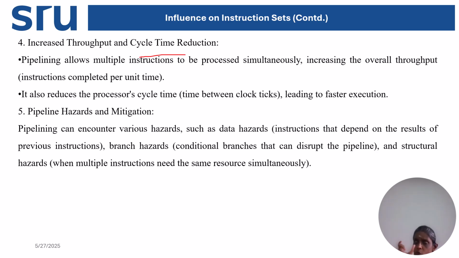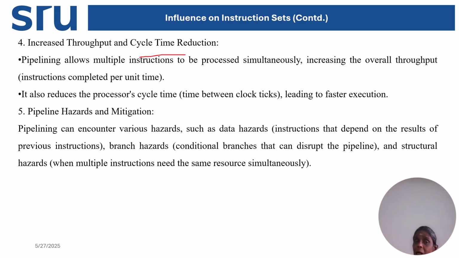This cycle time should be reduced, because one clock cycle means one unit of time. Within that, the task should be completed immediately without any delay, and then the second clock cycle should start. Otherwise, cycle time will be more. Our ultimate aim is to reduce the cycle time. That is why both come in the same statement: increased throughput and cycle time reduction.